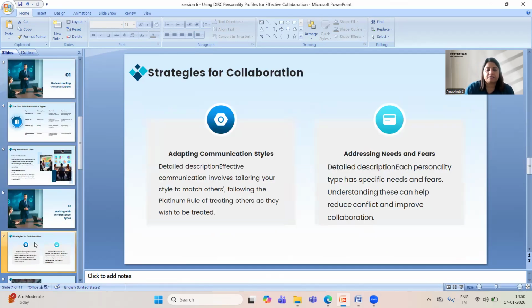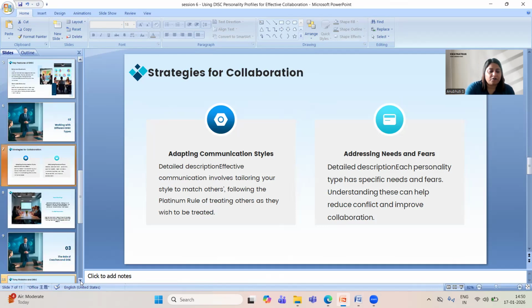Now, working with the different DISC personalities. What are the different strategies which we can use in collaboration? As I have given certain examples of meetings, interacting with colleagues, relations, and so on, there are certain adaptive communication styles. Effective communication involves tailoring your style to match others, following the platinum rule of treating others as they wish to be treated. Addressing needs and fears: each personality type has specific needs and fears. Understanding these can help reduce conflict and improve collaboration.